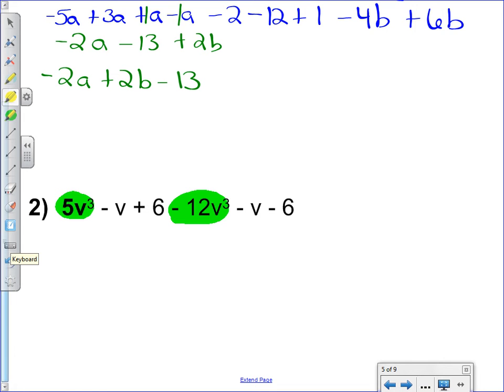Nick, what's my next set of like terms here? Good. I have a -v, a -v. Excellent. Jenny, what are my final like terms here? Beautiful. Okay, so when I'm grouping these together, Danielle, what will I write on my next line here?